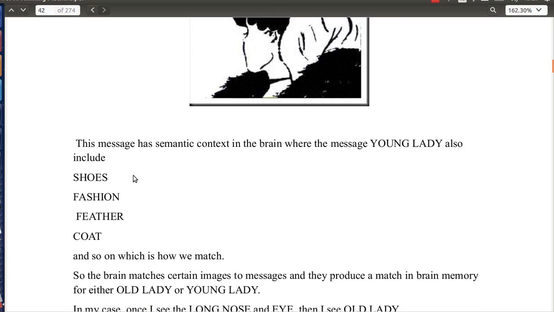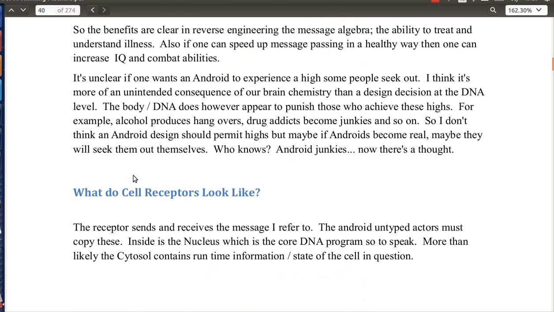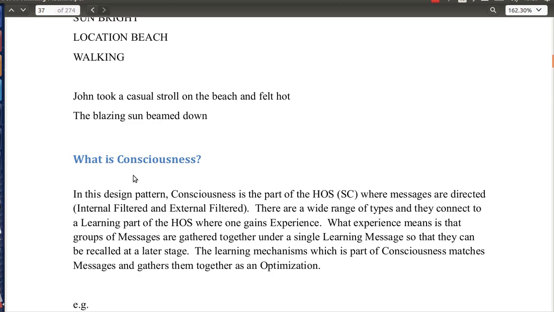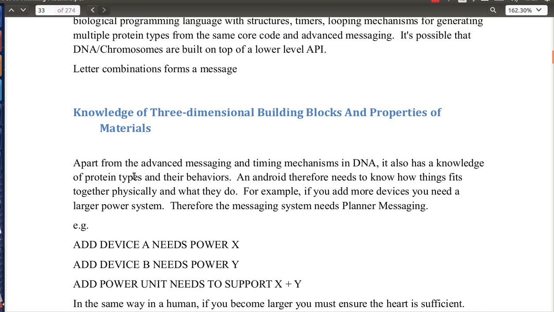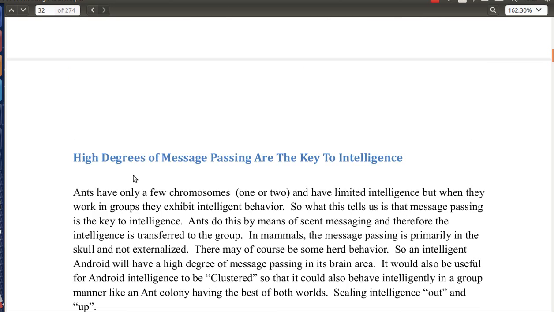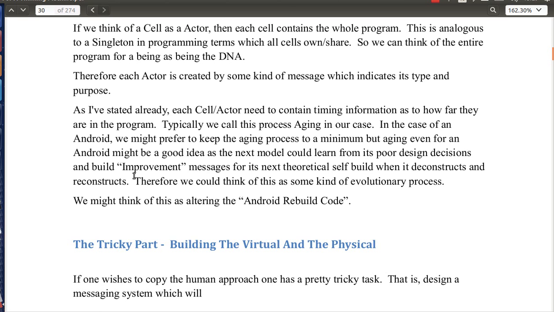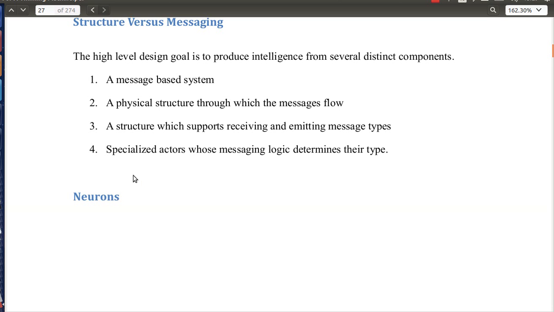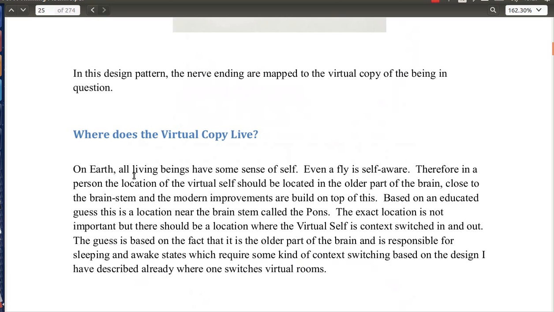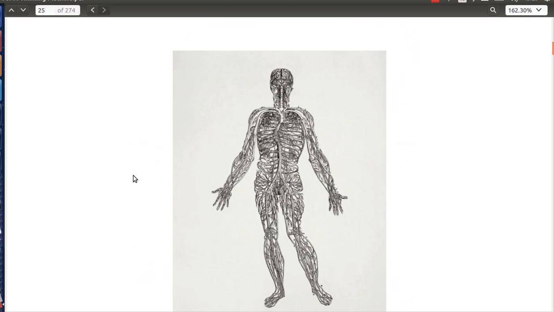But the basic idea is that system gives us our initial sense of self through these messages that are passed along our nerve endings. Okay, here we go. So we're back again. So that's our nervous system. And then I go down.